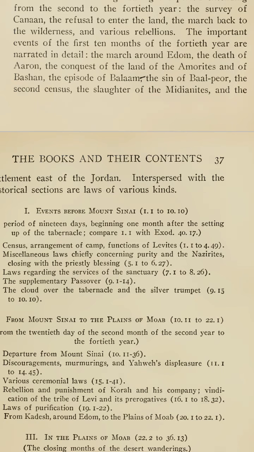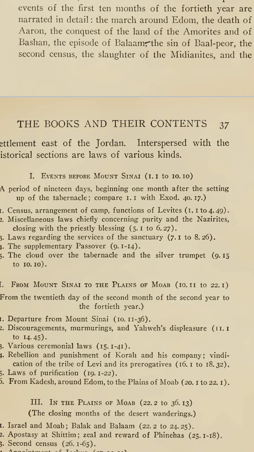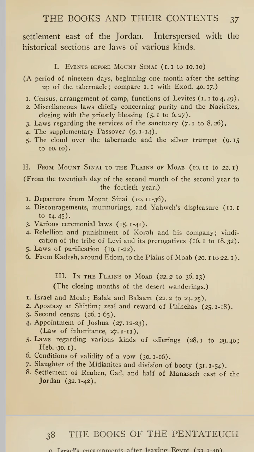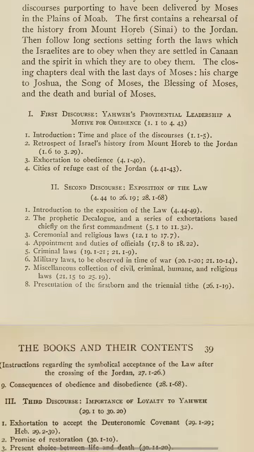The important events of the first 10 months of the 40th year are narrated in detail. The march around Edom, the death of Aaron, the conquest of the land of the Amorites and Bashan, the episode of Balaam, the sin of Baal Peor, the second census, the slaughter of the Midianites, the settlement east of the Jordan. Interspersed with the historical sections are laws of various kinds. Now, this is describing what the books are and what they're about.